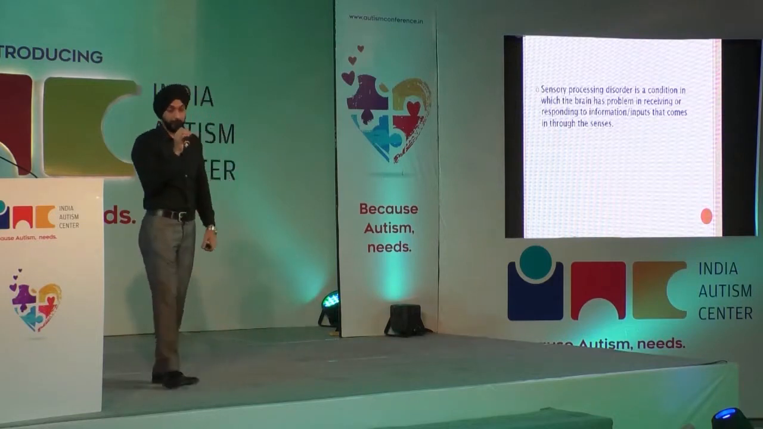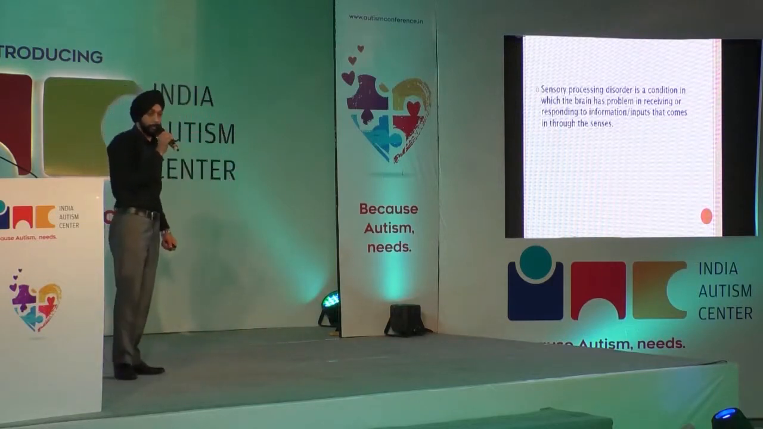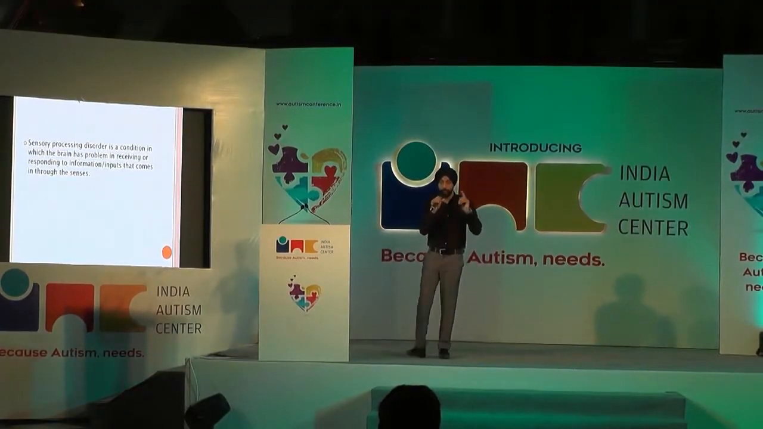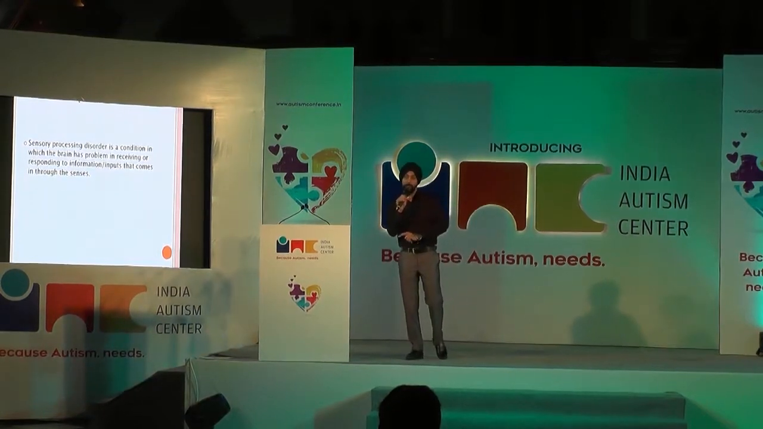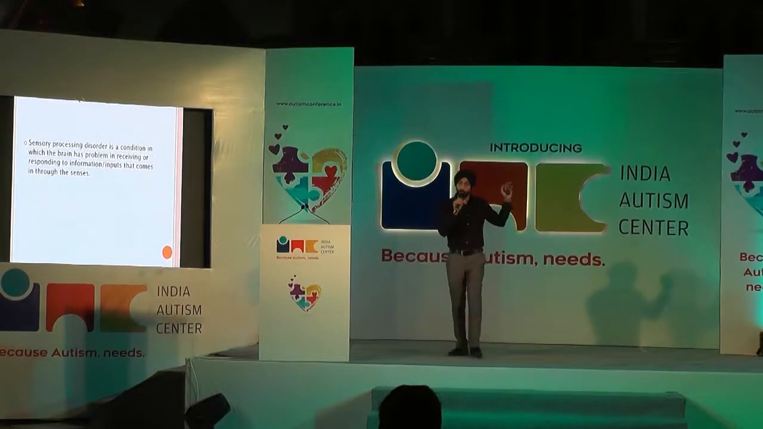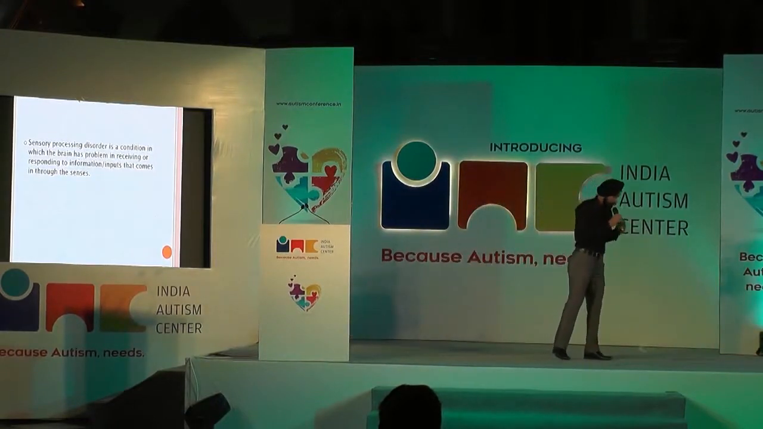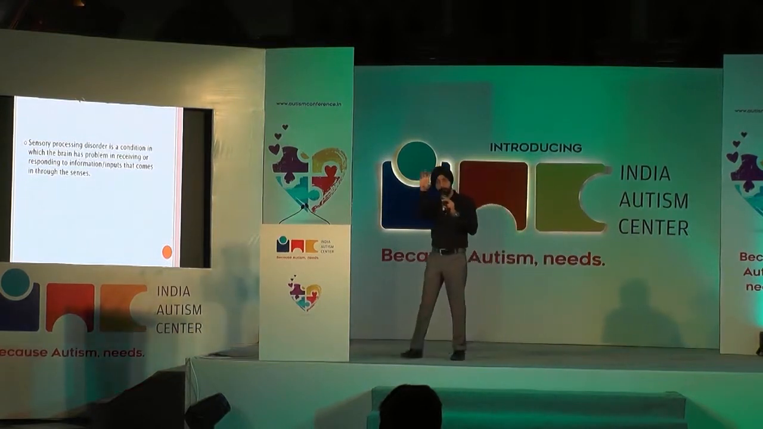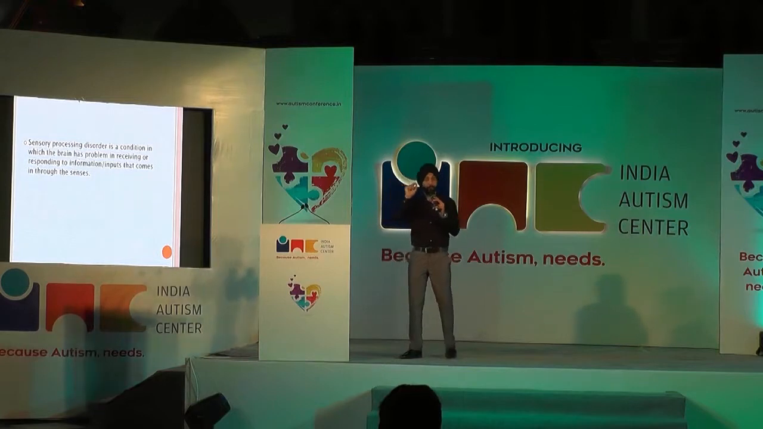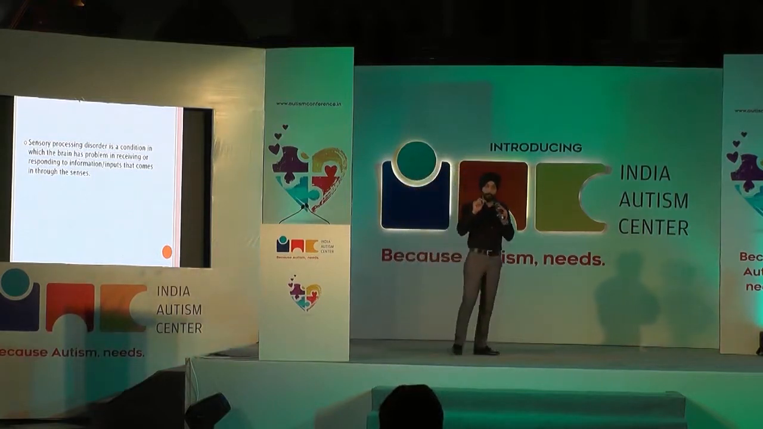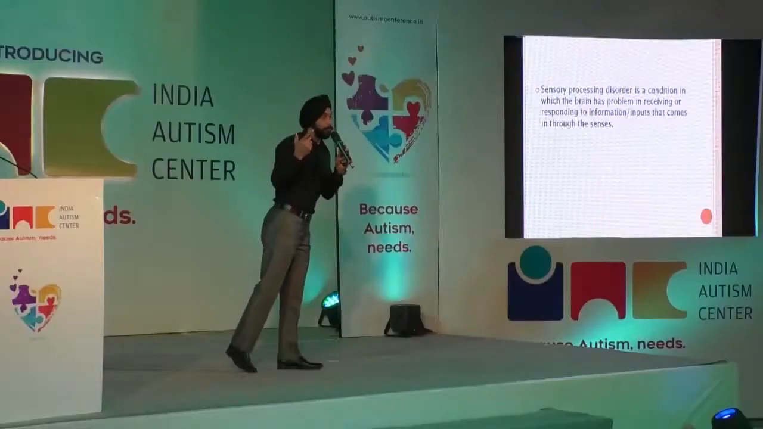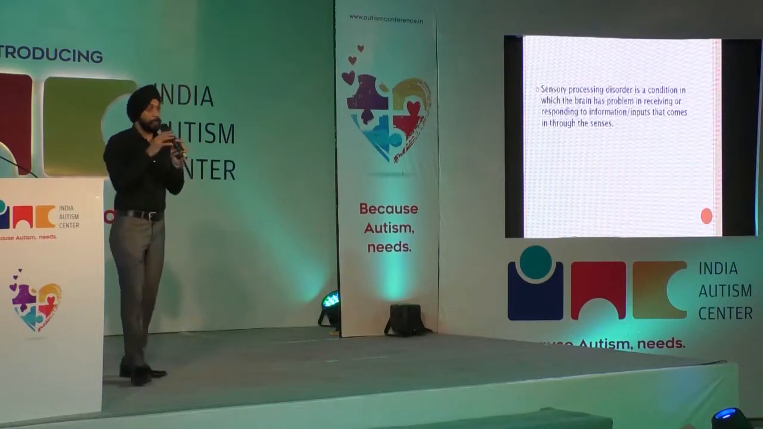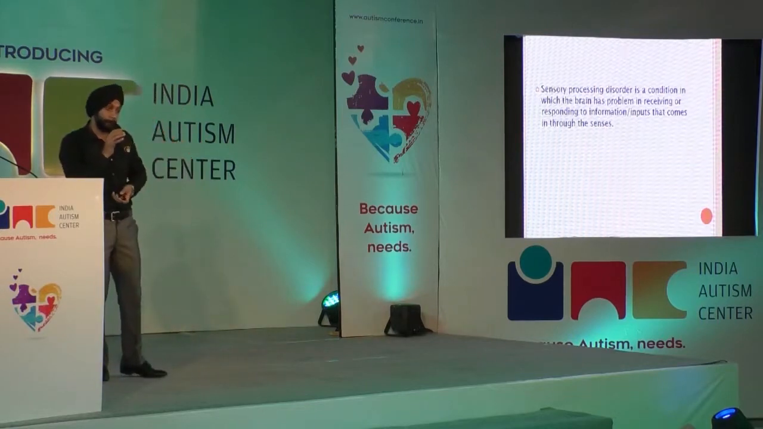So sensory processing disorder is a condition in which the brain has a problem in receiving or responding to the information, to the input that comes in through our senses. Okay? So we know how the processing works. Supposedly, if the input coming to our brain cannot be processed properly, we term it a sensory processing disorder. And what will be the result? Either there will be no output, or the output will be a little bit vague.